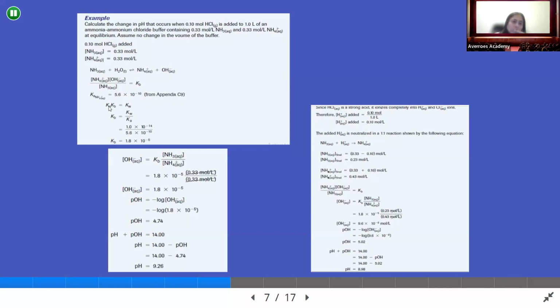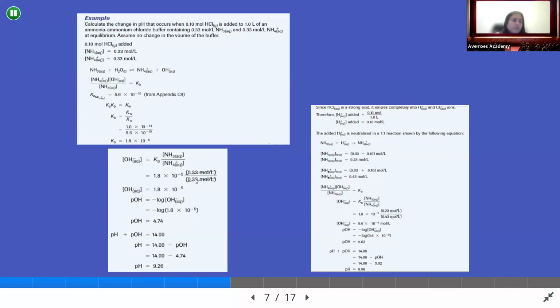We can write out our relationship between Ka and Kb is equal to Kw. So to solve for Kb, we rearrange that relationship to Kw over Ka. We know our Kw is always 1.0 times 10 to the negative 14. And we just found our Ka from the appendix or from our table, or it's given. We find our Kb to be 1.8 times 10 to the negative 5.